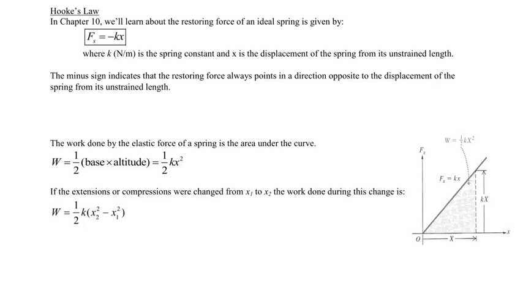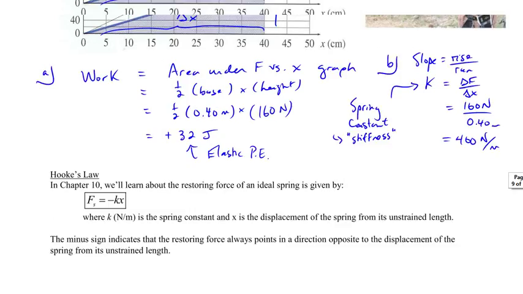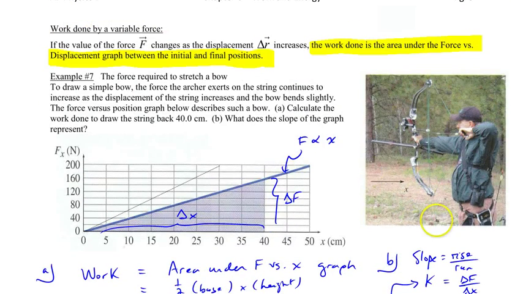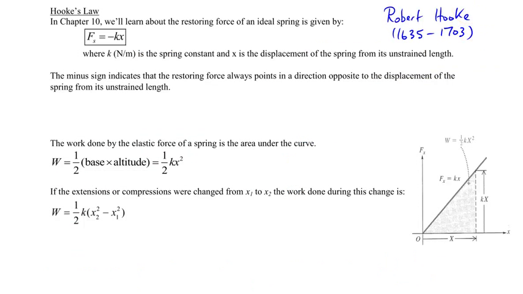In this video, I would like to discuss Hooke's law and ideal springs. In the last example up here, we learned that the displacement of the bowstring was directly proportional to the force that was exerted by the archer. Well, Robert Hooke observed that for many objects, the deformation, or the change in the size or the shape of the object, was directly proportional to the magnitude of the force that caused the deformation.